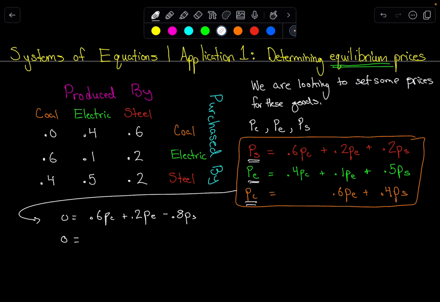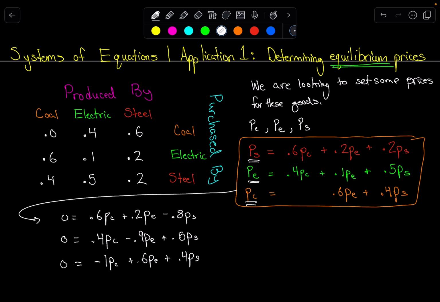Then I have 0 equals 0.4 of the coal price, minus 0.9 of the electricity price, and then plus 0.5 of the steel price. And then last but not least, we have 0 is equal to minus 1 of the coal price, plus 0.6 of the electricity price, and then 40% of the steel price. And there you have it. This is just a setup for a system of equations.